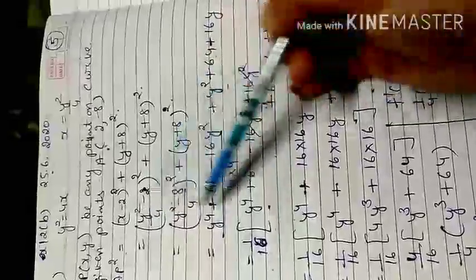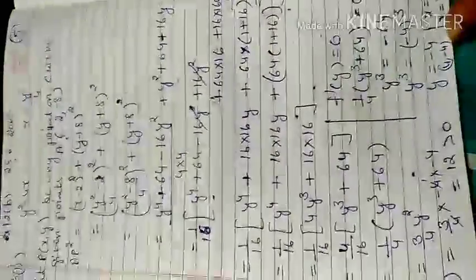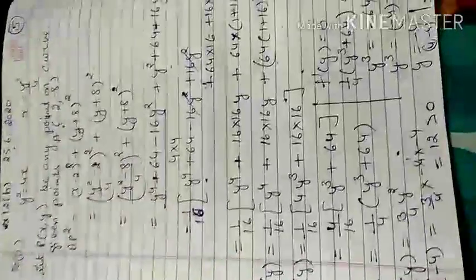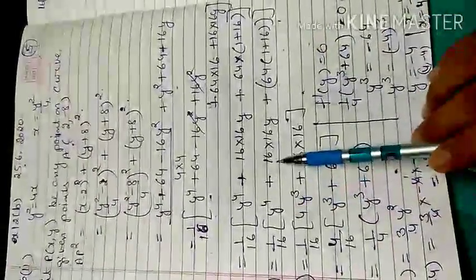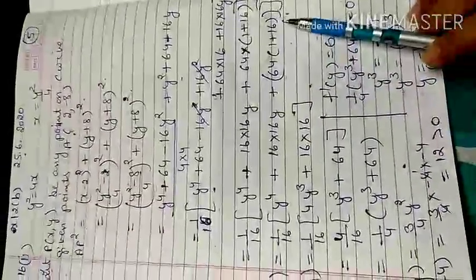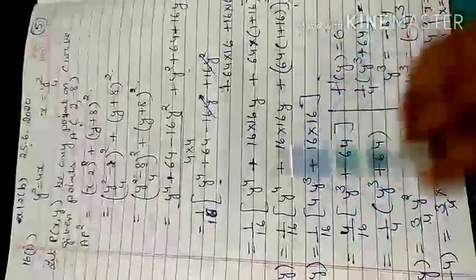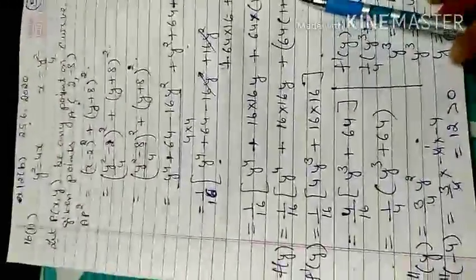So y square by 4. Now you apply the (a minus b) whole square and (a plus b) whole square formula. After applying the formula and calculating, we get the equation y^4 plus 16 into 16y plus 64 plus 64 into 16. Instead of calculating, we leave it at that point because it will be easier for our further calculation.